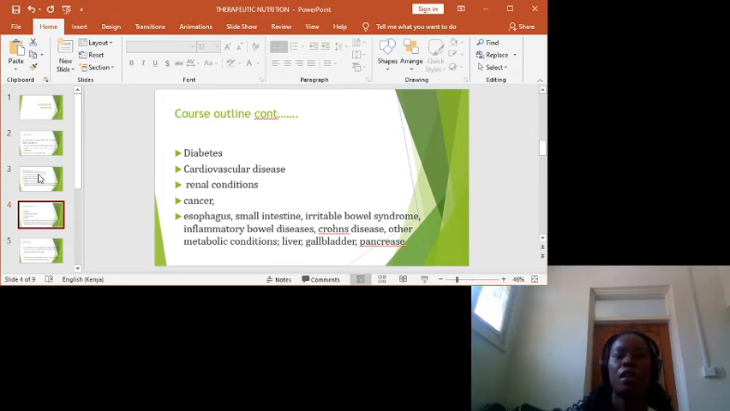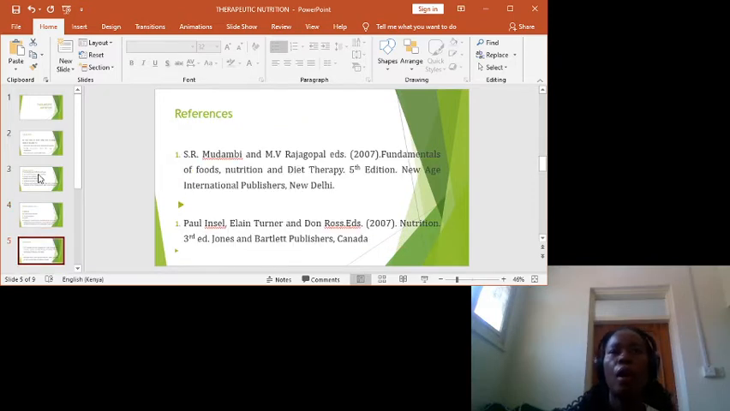We are going to cover diabetes, cardiovascular diseases, renal conditions, cancer, etc. Now, I have just included two references for this unit. That is Fundamentals of Foods, Nutrition and Diet Therapy by Mudambi and Rajagopal, and Nutrition by Paul Insel and Ross. You can get these books in any bookshop, but we also have ebooks of therapeutic nutrition, which you can just Google, and then you'll have a variety of books that you can read online.